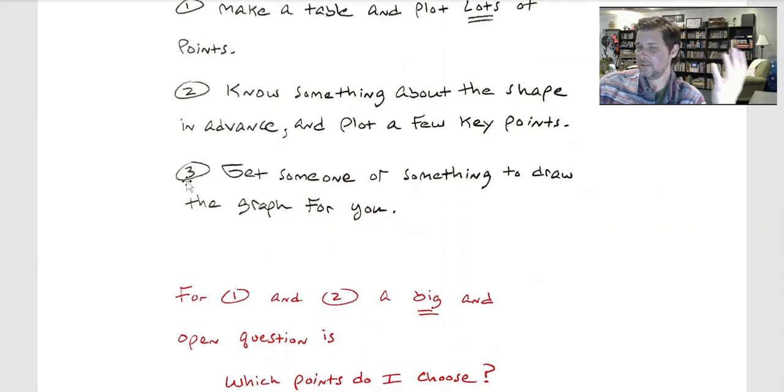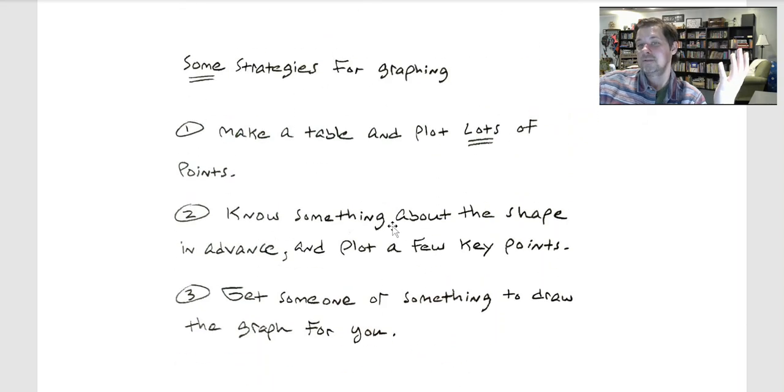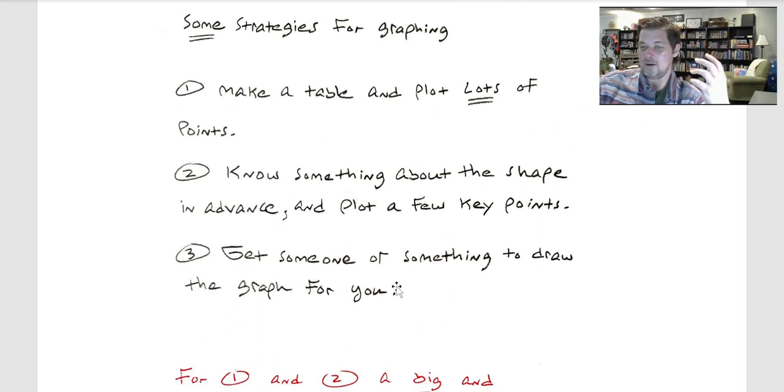And then the third thing is, get someone or something to draw the graph for you. That's not off limits. We have graphing calculators and things like that. If you need to know what a graph looked like, you could use that. There's nothing wrong with it.